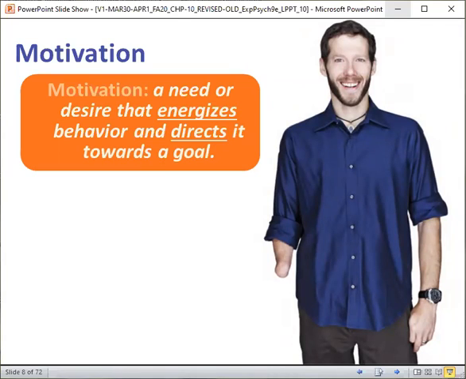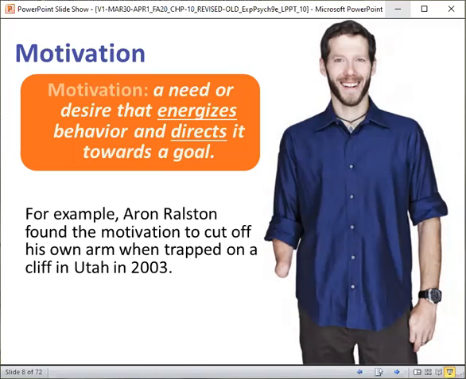So motivation does vary from person to person, but what it comes down to is that need or desire that energizes us, gives us energy, and directs our behavior toward a particular type of goal. Now, what we see here, some of you may remember, especially those of you who are a little bit older, may remember this scenario. Aron Ralston found the motivation to cut off his own arm when he was trapped on a cliff in Utah in 2003.